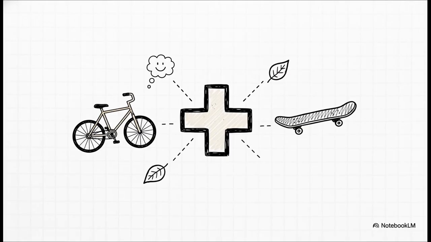Okay, let's look at what we found. First up, the similarities. The text used that word both to tell us they're fun ways to get around. It also pointed out that they're both good for the environment because, no gas. That signal word both was our big clue. It pointed us straight to the comparison.